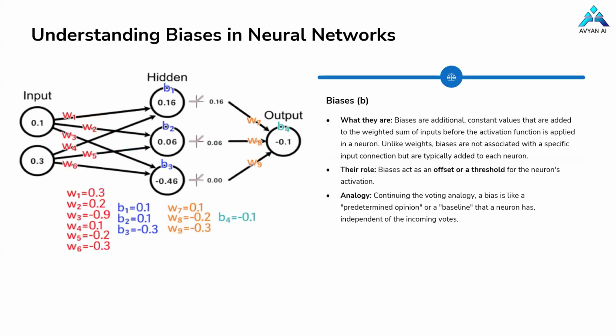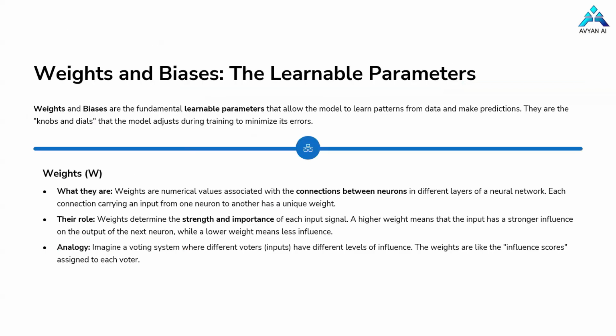So that's weights. And another important thing is biases. There is a certain threshold that it needs to follow when it is giving an output. That is nothing but bias. Continuing the voting analogy, a bias is like a predetermined opinion or a baseline that a neuron has, independent of the incoming votes. So it has a certain opinion, and it will use that opinion to control the overall output. Weights and biases work in tandem to give the output. So that's what weights and biases are.